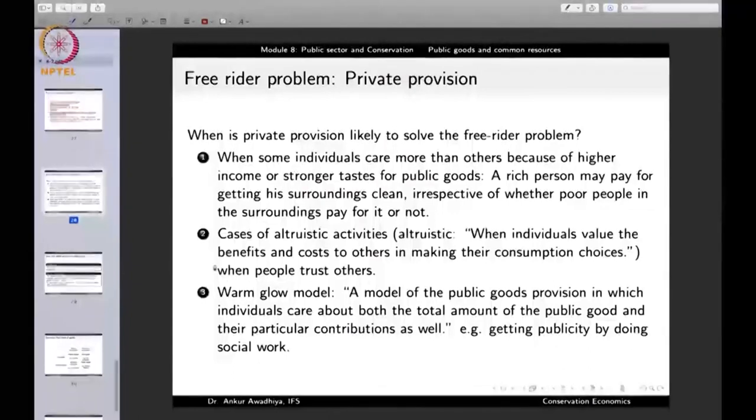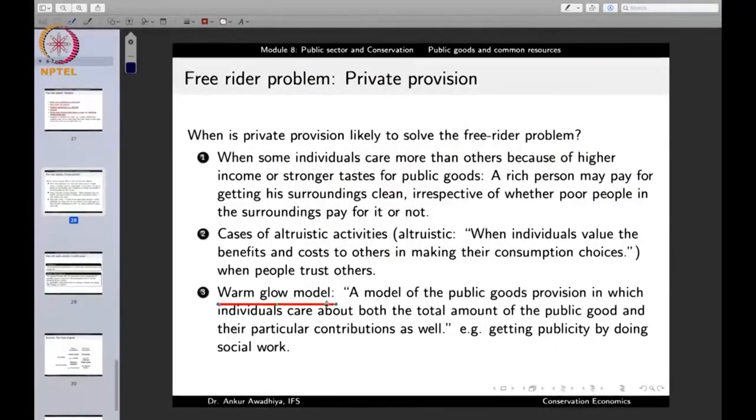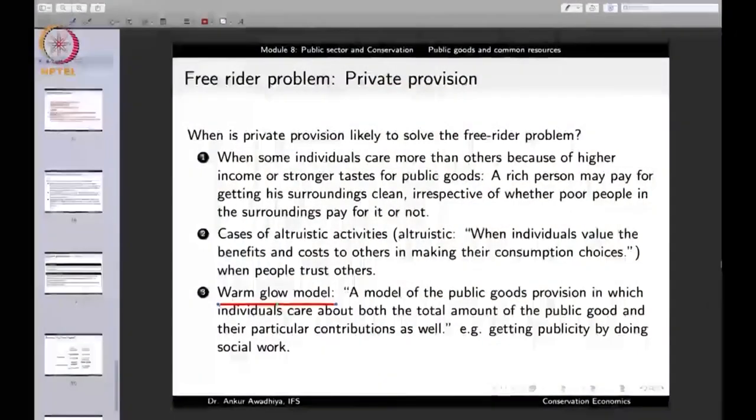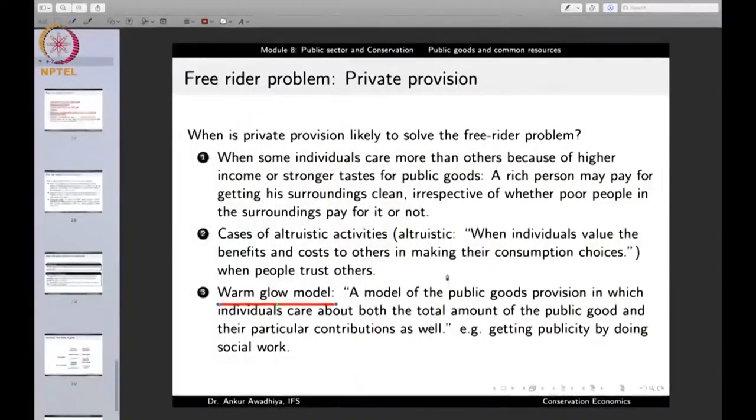Or the warm glow model. A model of the public goods provision in which individuals care both about the total amount of the public good and their particular contributions, such as getting publicity by doing social work. Now, in this case, the public good is being made available through social work because people feel good about doing the social work. So these are three cases where private provisioning of free rider problem can be done.